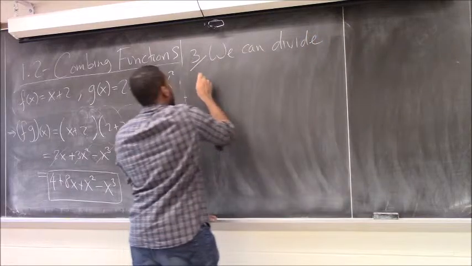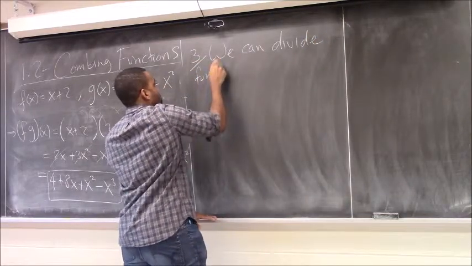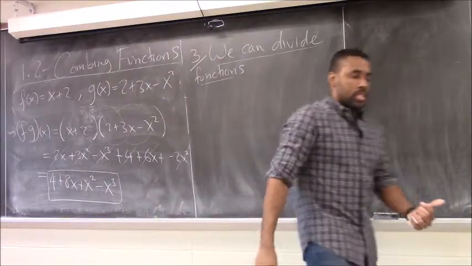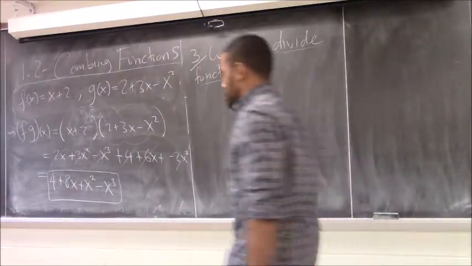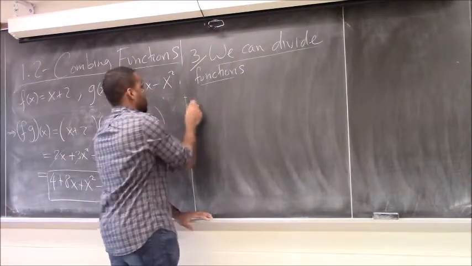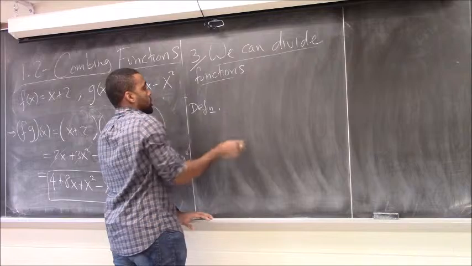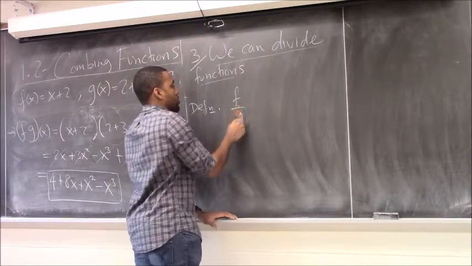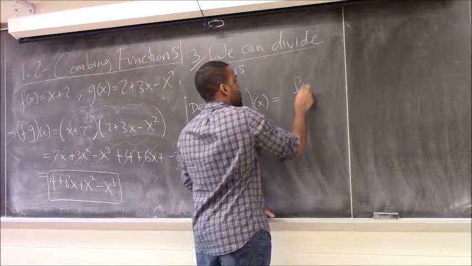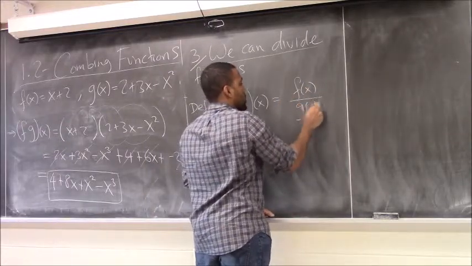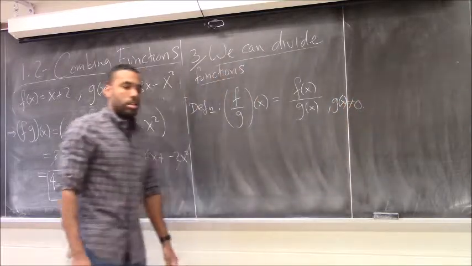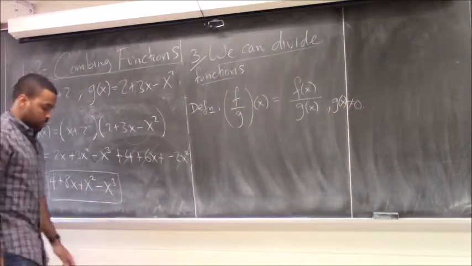You can divide functions. Now there are a lot of mistakes that can happen here, so I'll spend a little bit more time on division. Definition. We can define f over g of x to be, just take f of x and divide it by the function g of x. And of course we'd assume that g of x is not 0. This function is not defined with the denominator 0.